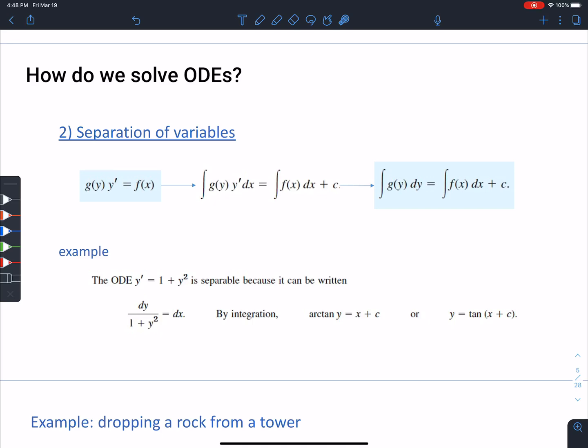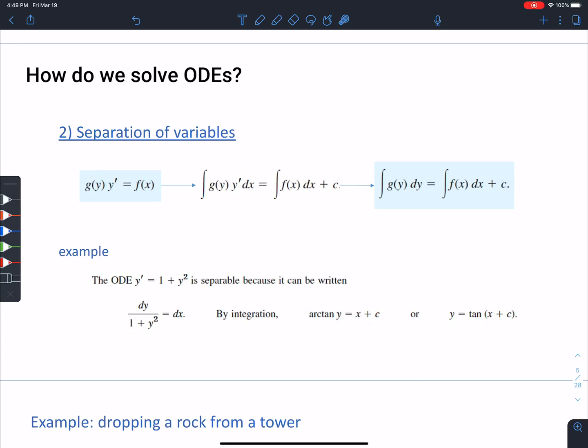Here's an example, right? Let's say our ODE is y prime is 1 plus y squared. This is a separable equation because I can write y prime as dy dx, and then I can take the dx to this side and the 1 plus y squared to the denominator, and here is my separable equation, right? So if I integrate this side, I get arctangent of y. If I integrate 1 here, I get x plus a constant, right? Or we can just rewrite this as over here, right?